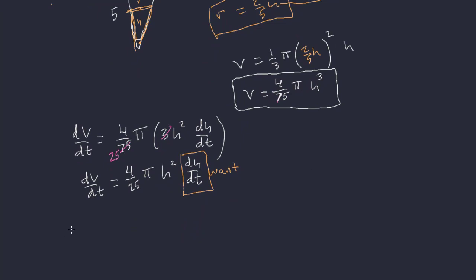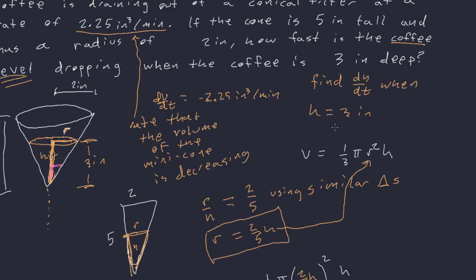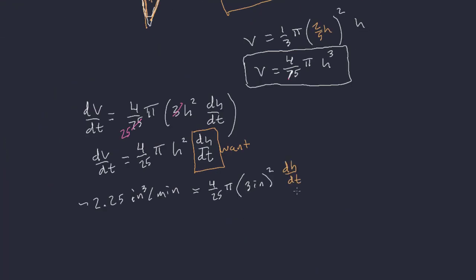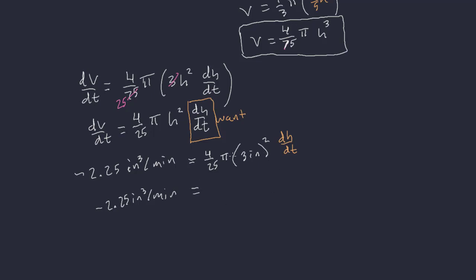everything we have. So dV/dt was negative 2.25 cubic inches per minute. We have 4 over 25 pi. And then h, jump up real quick to see the problem, is 3 inches. Okay, so we'll get here 4 over 25 pi times 3 inches all squared dh/dt. So that's going to be 9 inches squared. All right, so when we put this all in, we'll get about 1.44 pi square inches dh/dt.